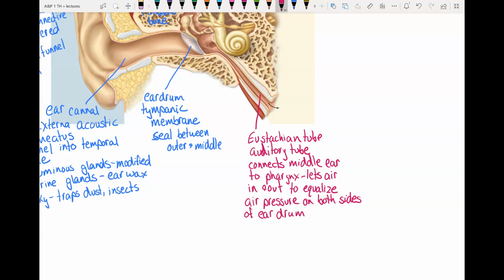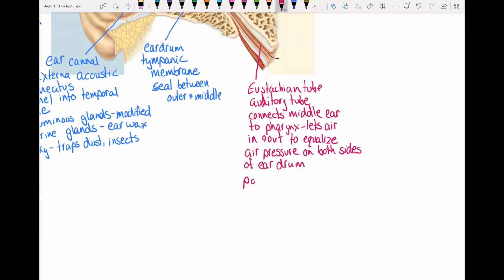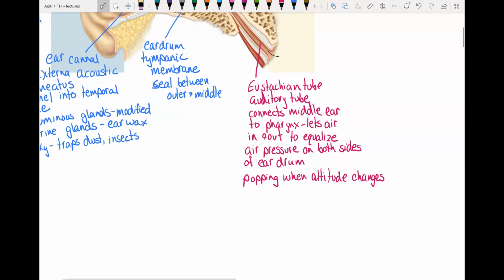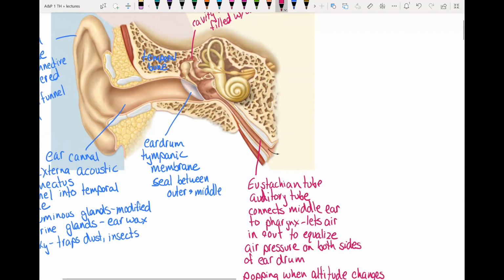So this is why you hear popping, like when you go up in an airplane or up in the mountains or a tall building. That popping you hear when your altitude changes is this tube opening and closing to let air in and out. When you go up to high altitude, the air pressure drops. So the air pressure on the outside of your eardrum would be lower. You therefore have to also lower the pressure in your middle ear. So you have to open that tube and let air out. And that's the popping noise you hear.